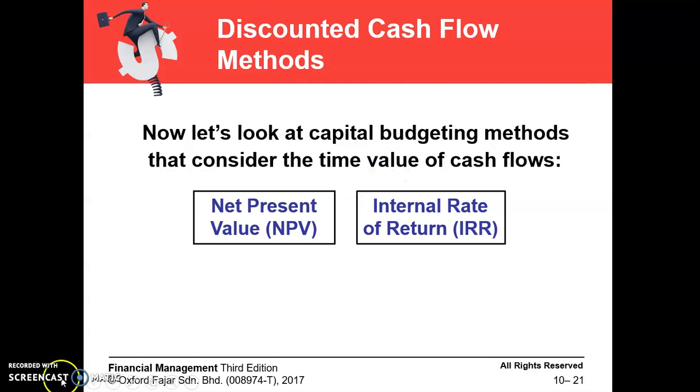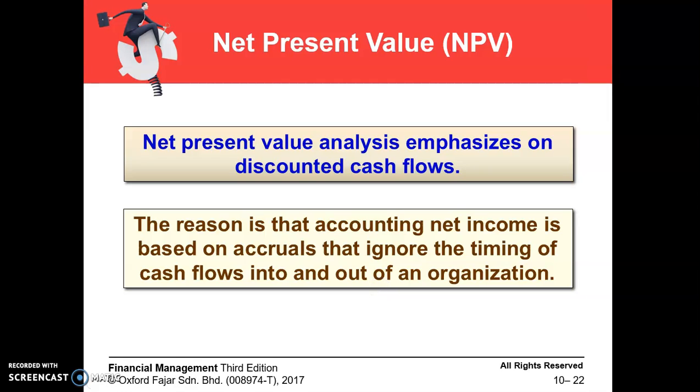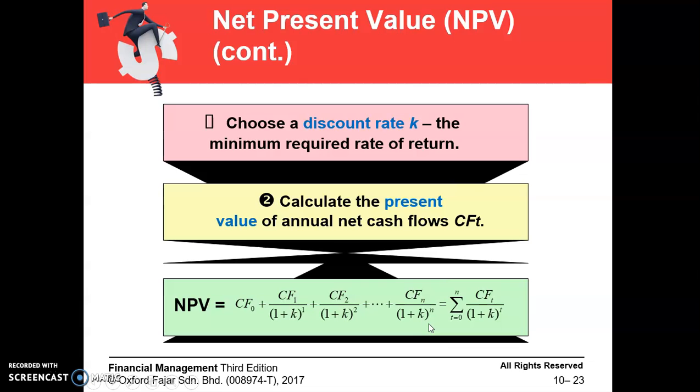Okay, discounted cash flow. Discounted cash flow, okay, you can use NPV and IRR, net present value and internal rate of return. Okay, what is net present value? Net present value emphasizes discounted cash flow. Okay, the accounting net income is based on accrual, which ignores the timing of cash flow into and out of the organization. Okay, net present value, you can use this formula. Okay, CF0 is the initial amount plus cash flow. K is the discount rate. So you can use this formula for net present value.